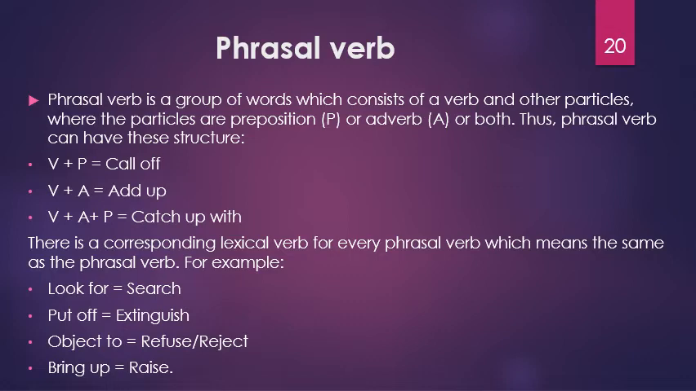A verb and what? Other particles. Each and every phrasal verb must contain a verb and what? A particle. Therefore, where the particles are either preposition or what? Adverb. So, a phrasal verb contains a verb as the head word and then a preposition or an adverb as what? As a particle. Or sometimes you can have both the preposition and what? The adverb as the particle.